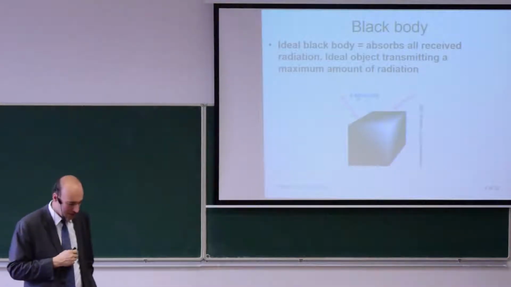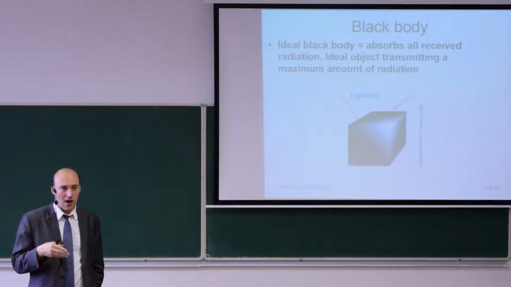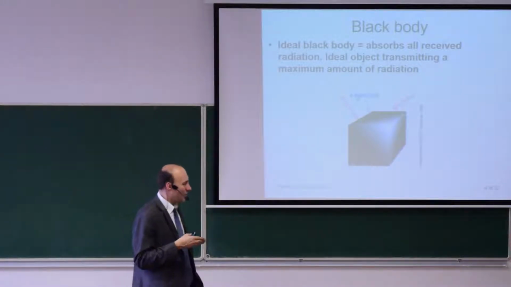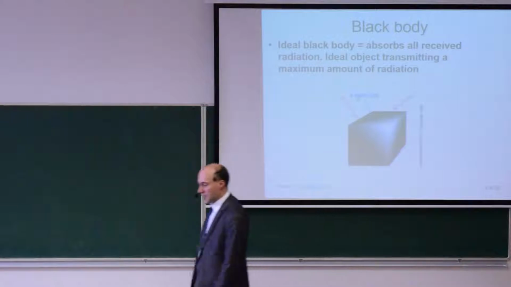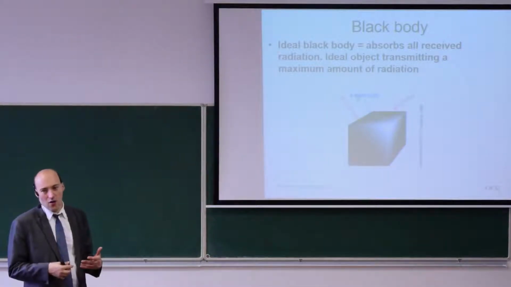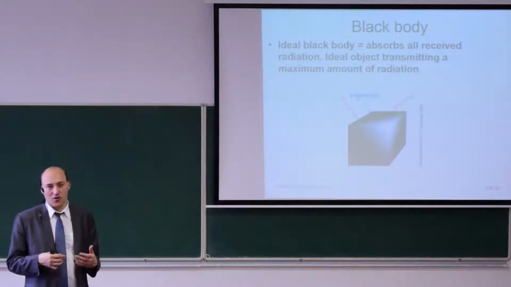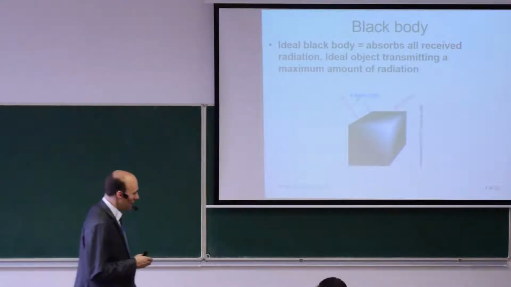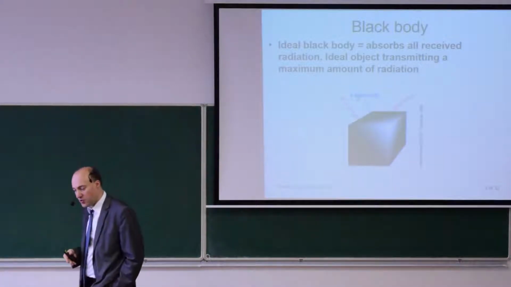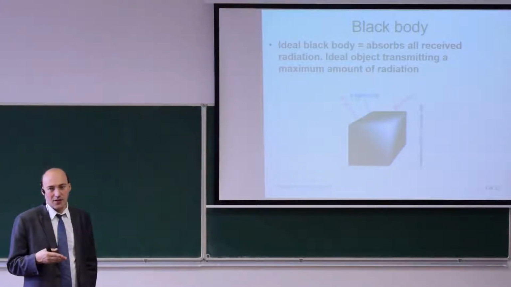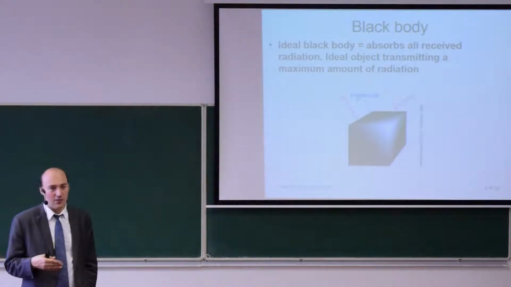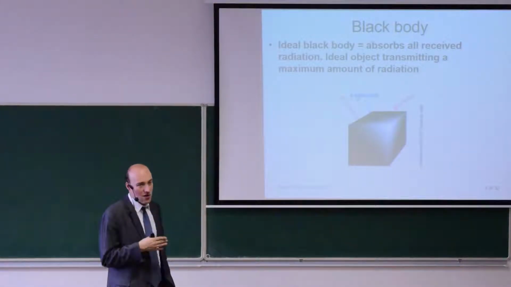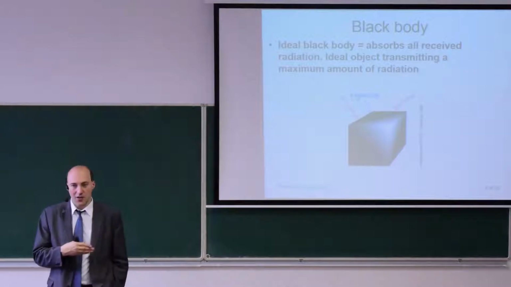In all non-contact measurements, we need to know the properties of the object. And one of the most important properties is called emissivity. Emissivity is a number that tells us what the radiation of our object is compared to an ideal object that is called a black body. A black body is an ideal object that absorbs all the radiation it receives, and also it emits all the radiation that it receives. And we will compare the properties of our real objects with this ideal black body.